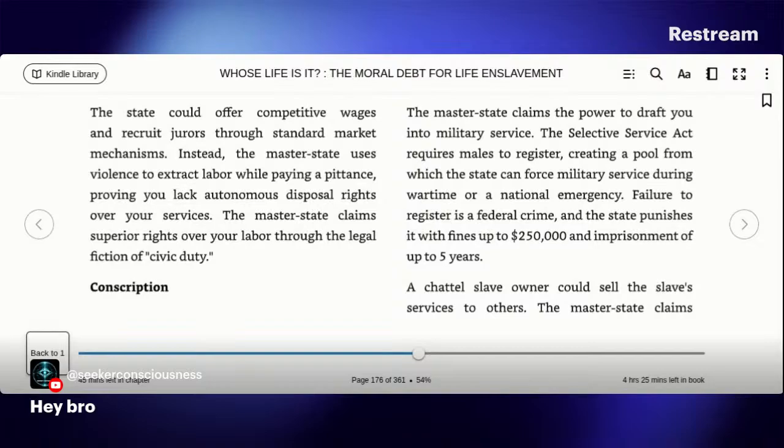The master state claims the power to draft you into military service. The Selective Service Act requires males to register, creating a pool from which the state can force military service during wartime or a national emergency.